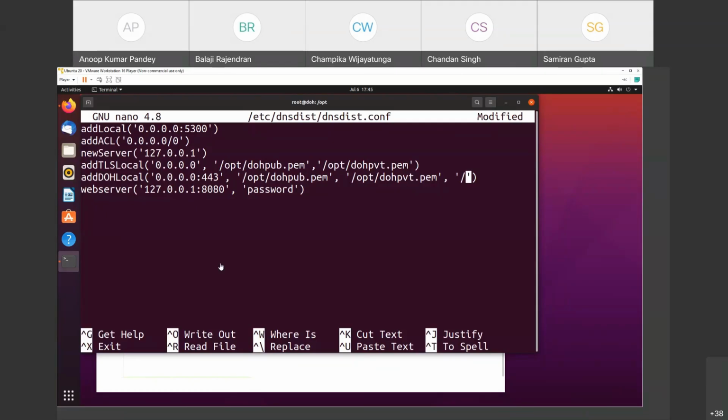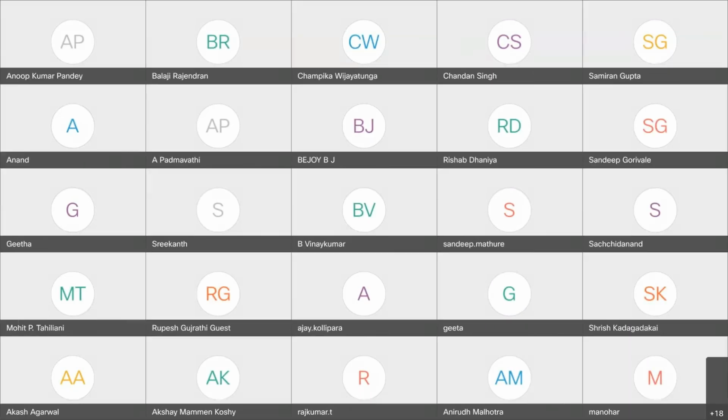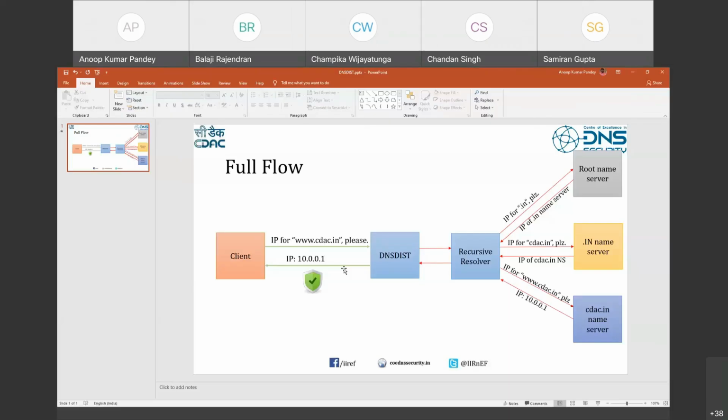Okay, and new server, that is the recursive resolver. If I go back to my presentation, you can see this DNSdist, this is the local, and this recursive resolver is the server. I can add more recursive resolvers here, so that will be one more new server. I can add more, that will be another new server. Like that. So this is add local, and these are the new servers, which are the recursive resolvers.